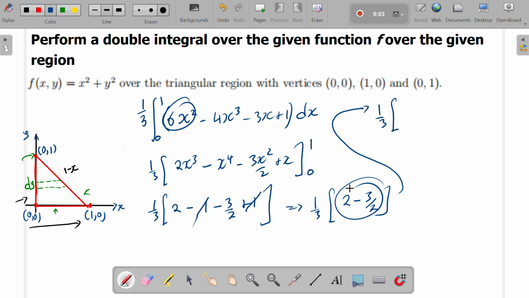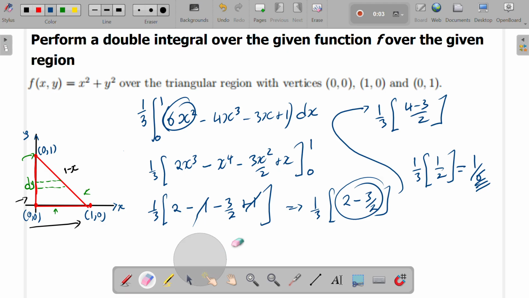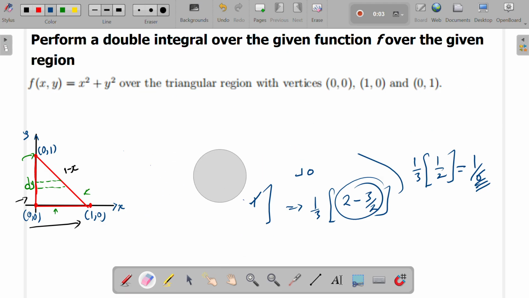So making it a single fraction, you're going to end up with 4 minus 3 over 2. Okay, that would be 1 over 3. 4 minus 3 is a 1, so that would be 1 over 2 like this. So your answer is just going to be 1 over 6. Okay, so that's the answer that we have gotten.